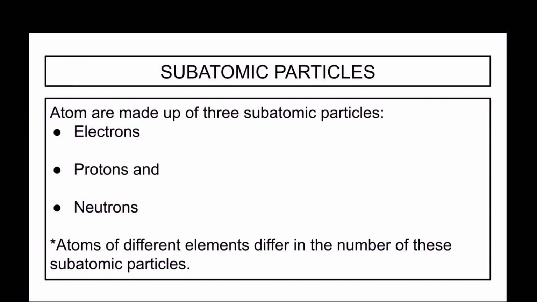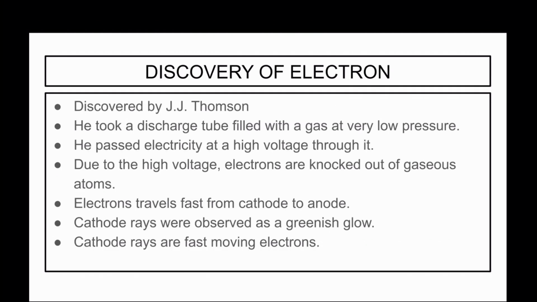In this session, we are going to understand the discovery of electrons. It was discovered by J.J. Thomson. He took a discharge tube filled with a gas at very low pressure. When electricity was passed, a greenish glow was observed. A series of experiments were conducted, which proved that these cathode rays are actually electrons.